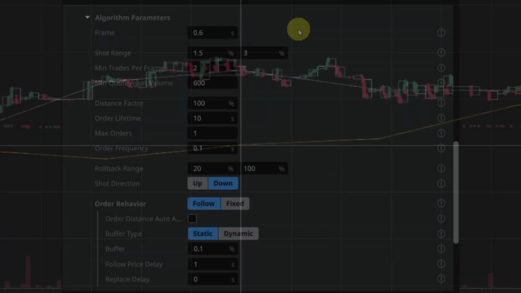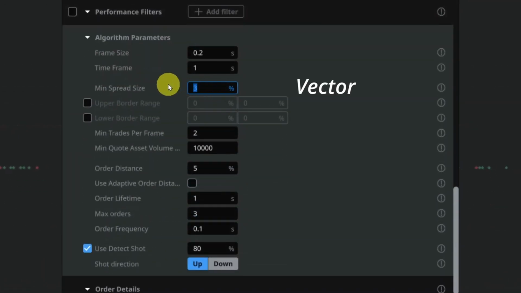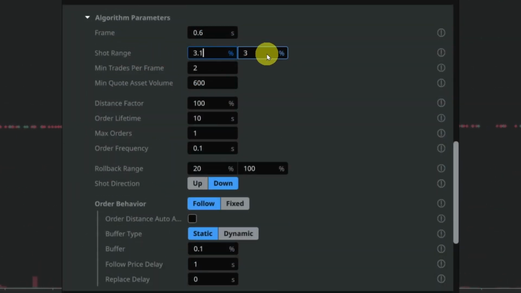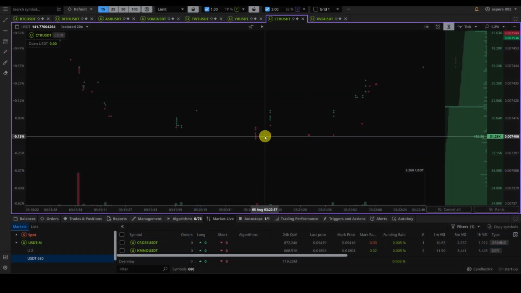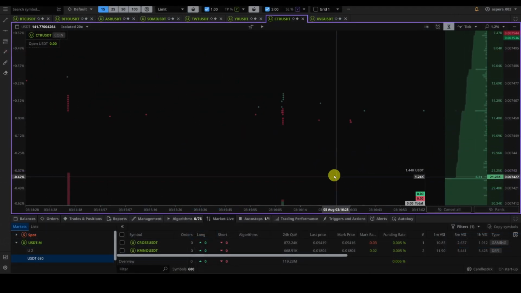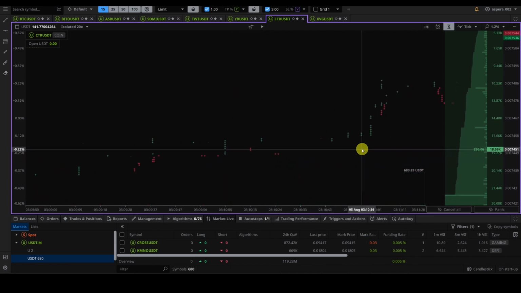A new improvement over vector is that now you can specify the maximum cap, not only the minimum. This means that you can define different conditions and actions for different groups of shot sizes. Next, the whole frame must contain at least this many trades and this much quoted asset volume. This can help prevent you from engaging at low activity and at low liquidity price jumps.